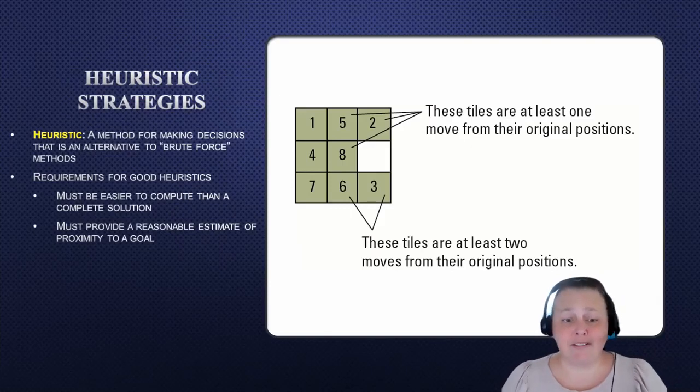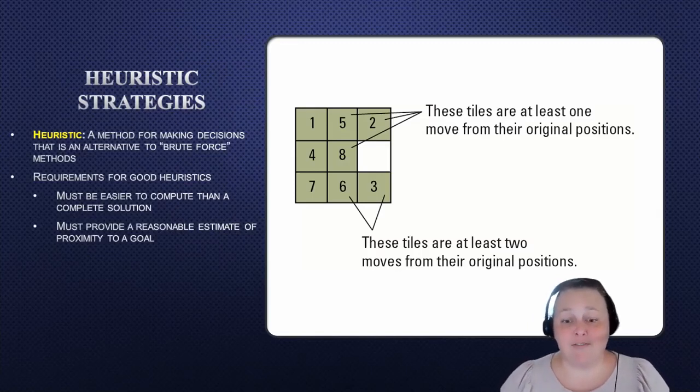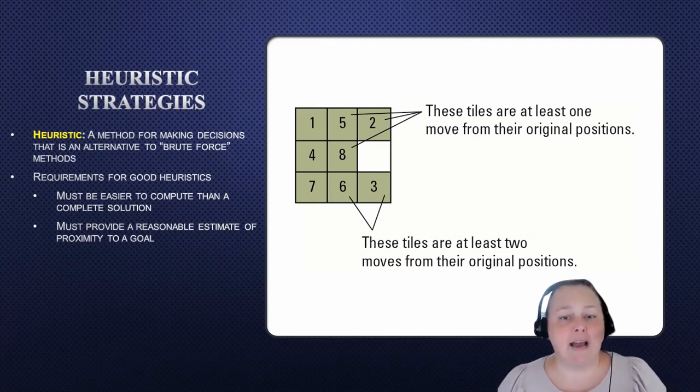Here's our example of a heuristic strategy for our tile puzzle. Okay, so we've got 3 tiles that are 1 position away, and we've got 2 tiles that are 2 positions away. So if we say we've got 3 plus 2, that gives us 5 tiles. Let's use how many tiles are not in the correct spot as our measurement.